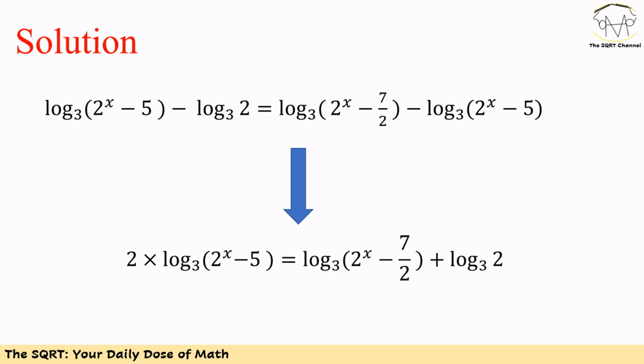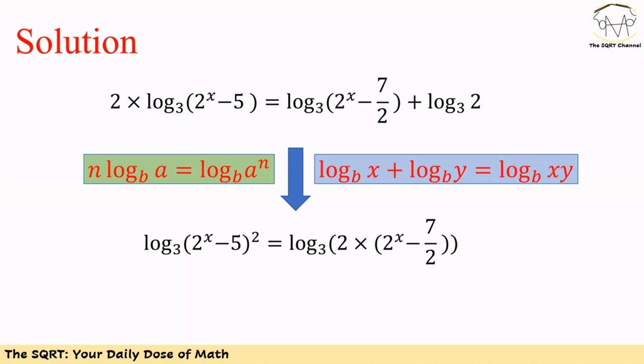Here we have 3 terms, and these 3 terms are in arithmetic progression. So the difference between the second and the first should be equal to the difference between the third and the second. If we use this equation and simplify it, we are going to end up with 2 times log of 2 to the power of x minus 5 in base 3 is equal to log of 2 to the power of x minus 7 over 2 in base 3 plus log of 2 in base 3.